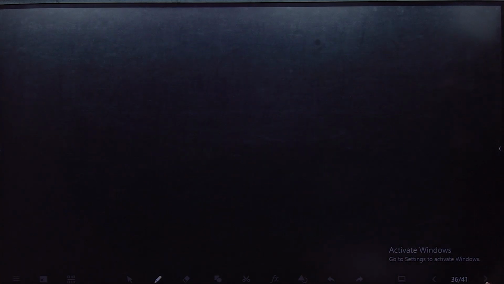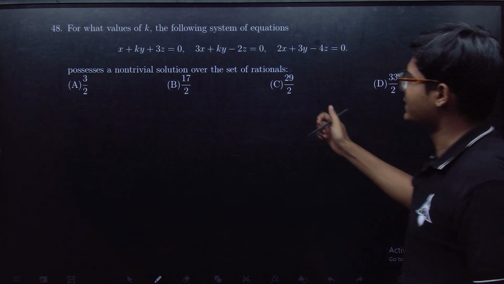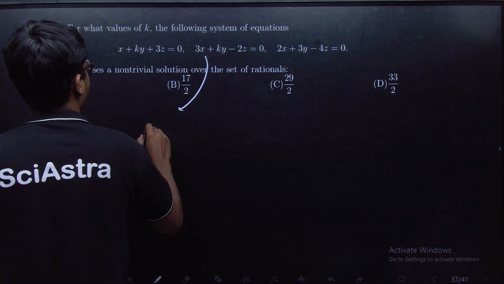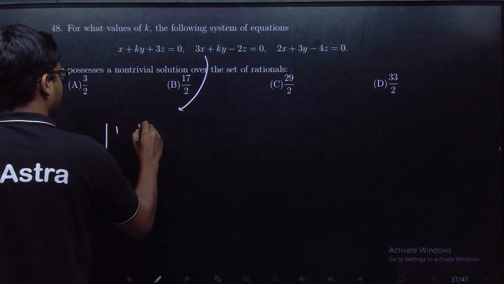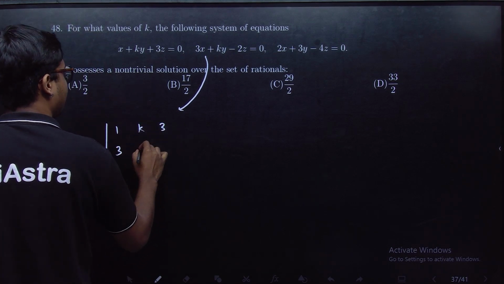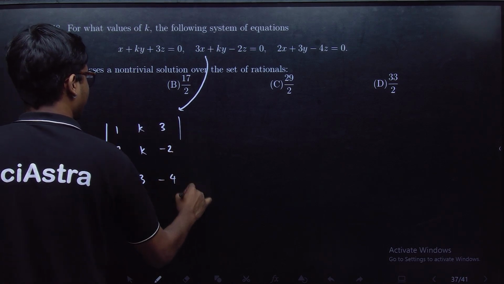Coming to 48, for what values of k do the following system of equations possess a non-trivial solution over the set of rationals? All right. So if you want this to possess a non-trivial solution over the set of rationals, we just want the determinant of the coefficients to be equal to 0, right? So we want the determinant 1, k, 3, k, minus 2, 2, 3, minus 4 to be equal to 0.